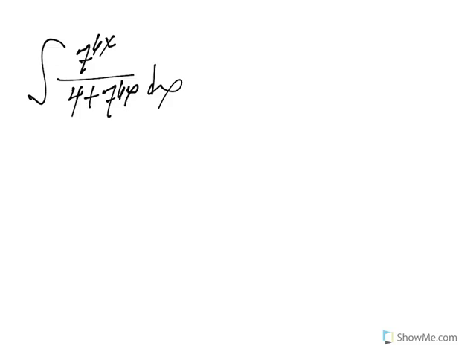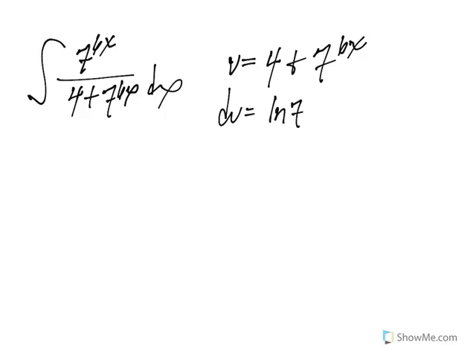So how about this? If I think about the relationship between u and du, let's just let u be the denominator, because I do have a formula for integrating 1 over u. This is 4 plus 7 to the 6x. When I derive that line, 4 goes to 0, 7 to the 6x goes to the natural log of the base to the power, times the derivative of the power, and then again I'll move the dx to the other side.